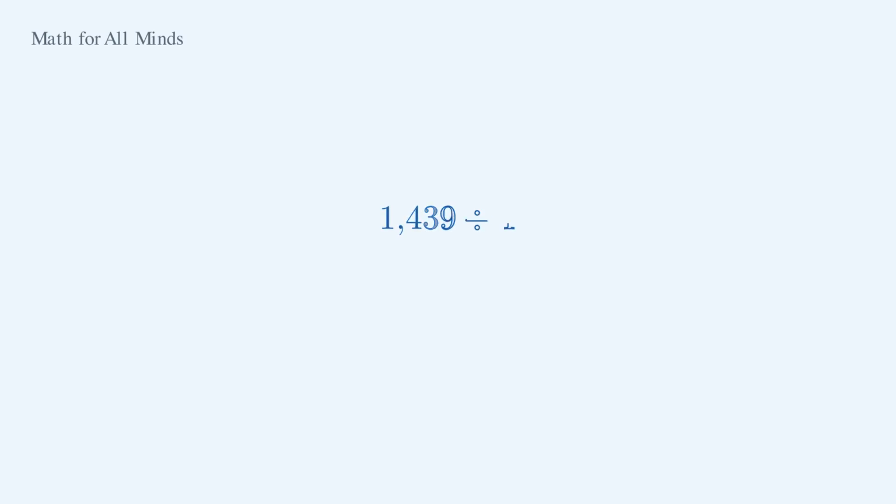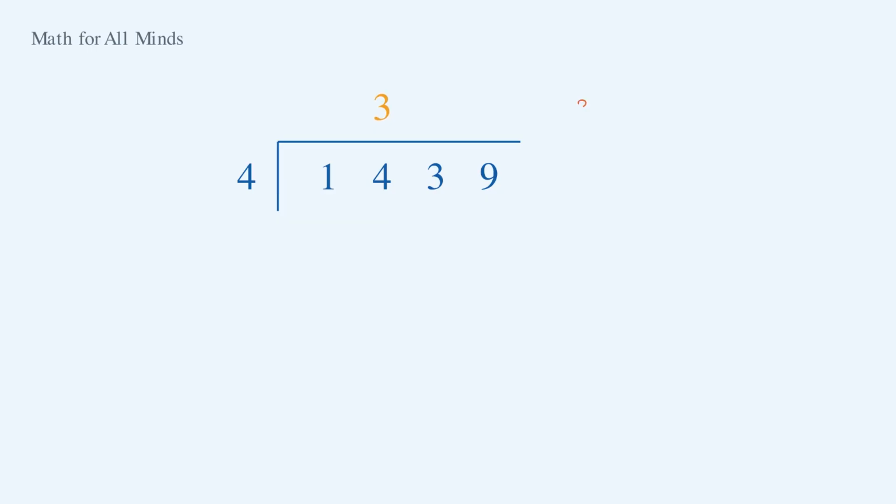Let's try 1,439 divided by 4. 4 doesn't go into 1, so we look at 14. 4 goes into 14 3 times. 3 times 4 is 12. Subtract 12 from 14 to get 2. Bring down the 3 to make 23. 4 goes into 23 5 times. 5 times 4 is 20. Subtract. 23 minus 20 is 3.